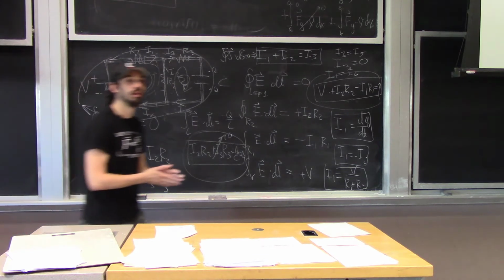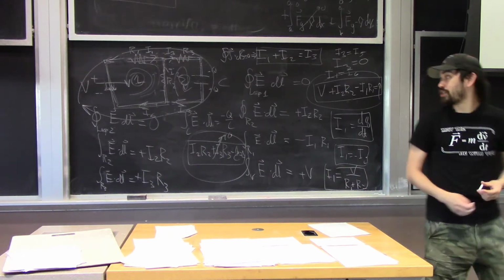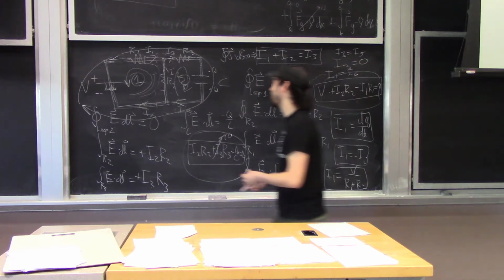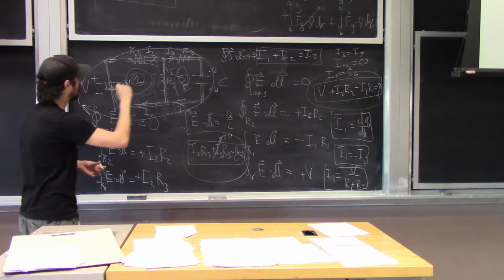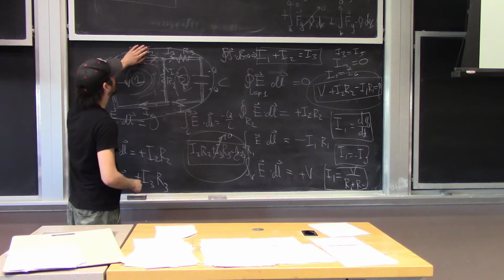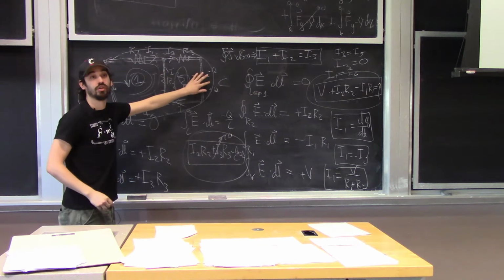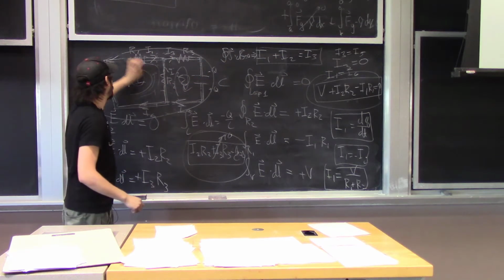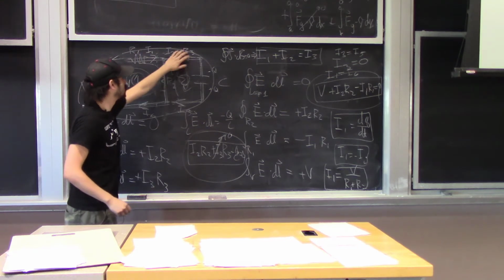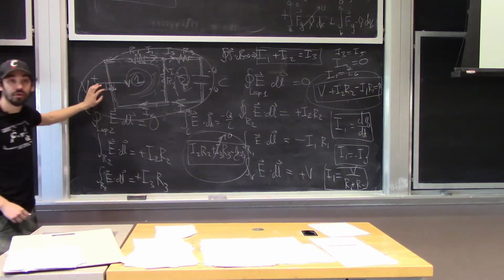So what are the unknowns in this problem? The unknowns here are, I mean, there's actually more, because I said there's 4 equations, 4 unknowns. I would say the unknowns were I1, I2, I3, and Q. R1, R2, R3, C, and V are all known.